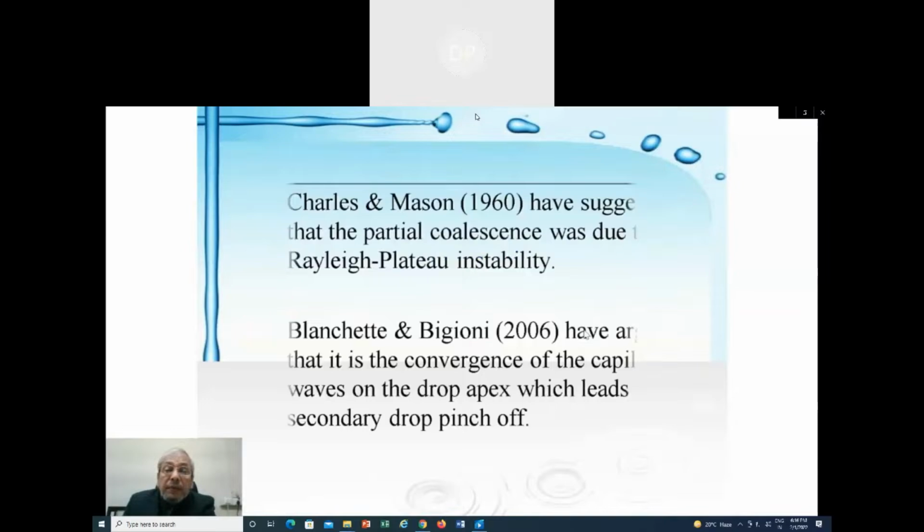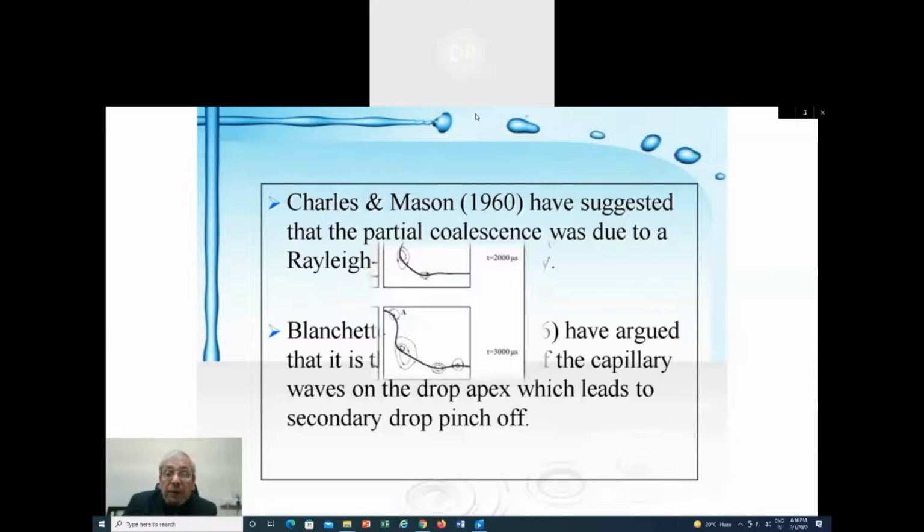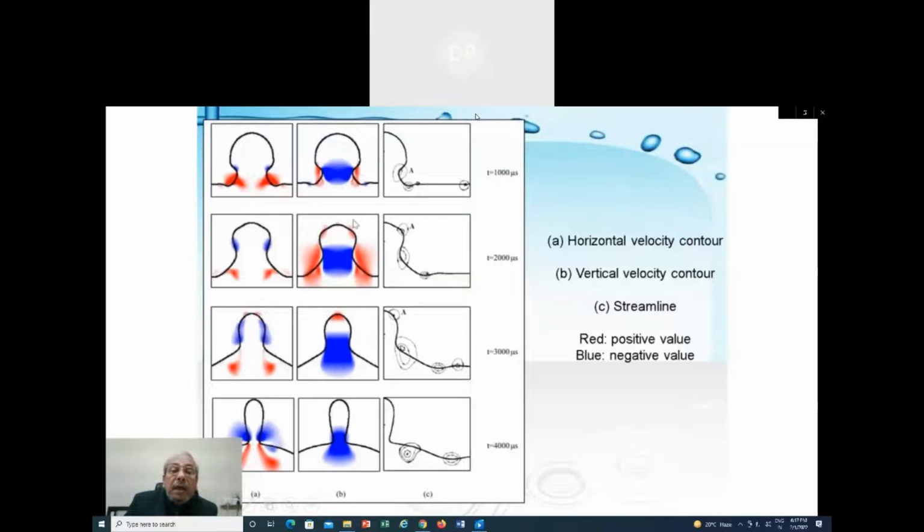Now, this criteria for partial coalescence that was to be obtained, Charles and Mason suggested that the partial coalescence was due to Rayleigh-Plateau instability, whereas Blanchette and Bigioni, this is a Nature paper, explained that formation of capillary waves and a capillary pool is basically responsible for secondary drop formation. Now, we consolidated all the views and explained the complete scenario.